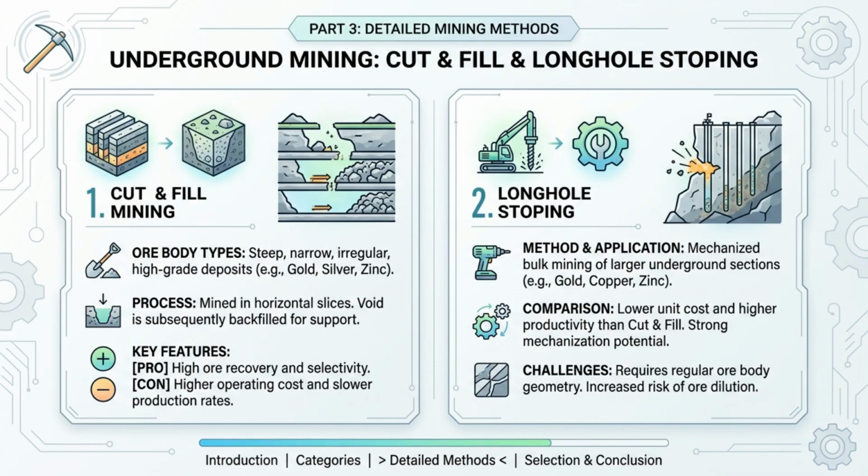This slide explains cut-and-fill mining and long-hole stopping, two important underground methods. Cut-and-fill is best suited to steep, narrow, irregular, high-grade deposits. It is very selective and offers strong recovery, but it is slower and more expensive. Long-hole stopping is a more mechanized method used for larger and more regular underground sections. It generally has lower unit cost and higher productivity than cut-and-fill, but it requires a more consistent ore body and often carries more dilution risk. The contrast between these two methods is useful because it highlights the trade-off between selectivity and productivity in underground mining.